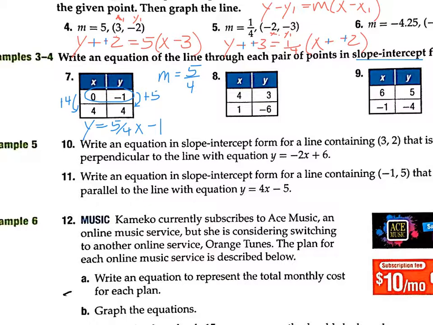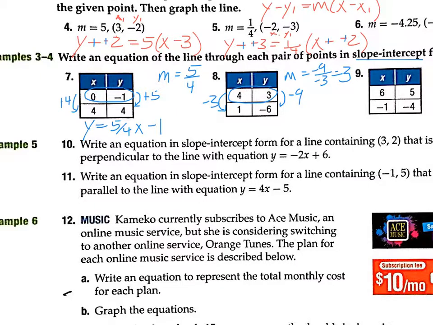Now, problem number 8 is a little different because they don't give us the y-intercept. I'm still going to start the same way. Change in y: that went down 9. Change in x: that went down 3. So that would be -9 over -3, which simplifies to 3, so that's my m. Now I'm going to pick a point. I want to pick this one.